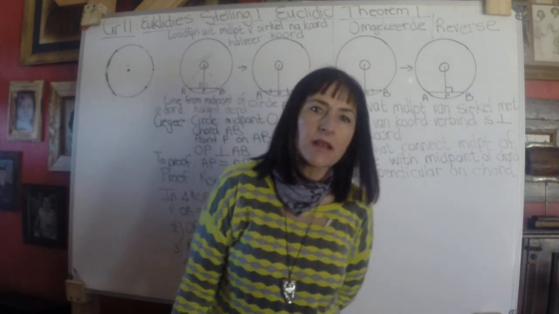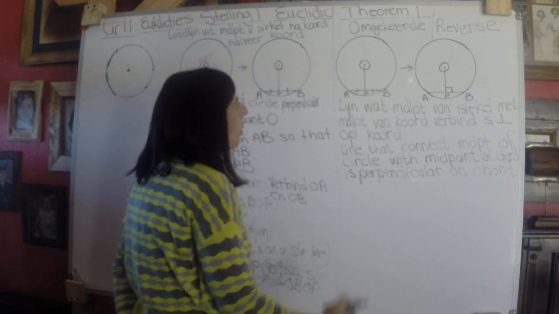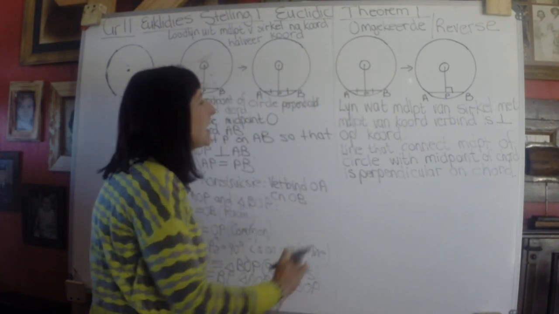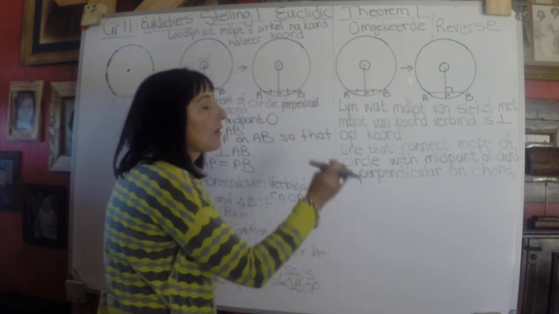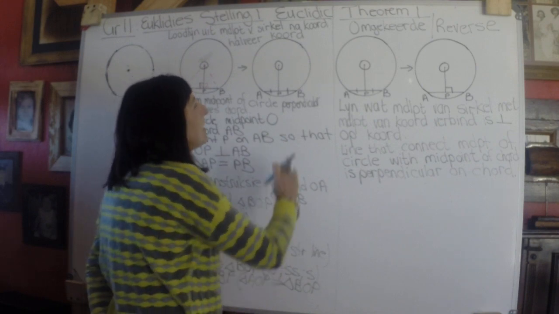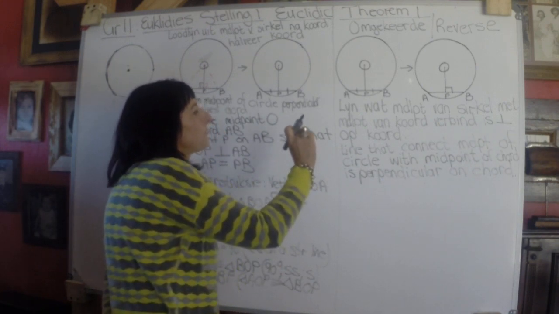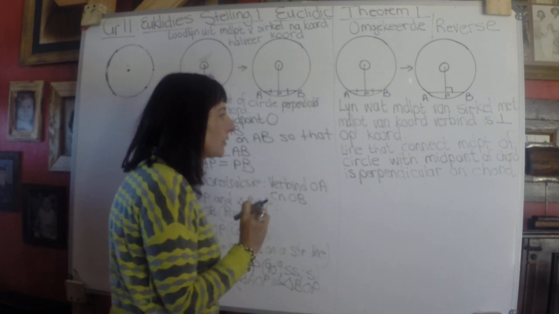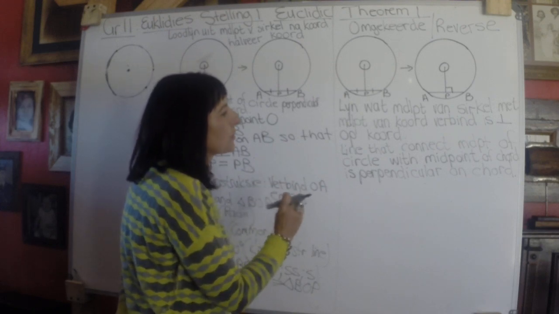It's not necessary to write out the proof. So all that you need to know is that the reverse of this theorem number 1 is a line that connects the midpoint of a circle with the midpoint of a chord is perpendicular on a chord.